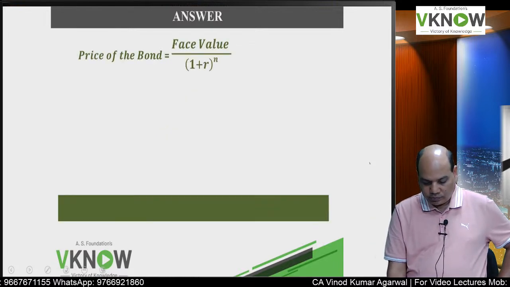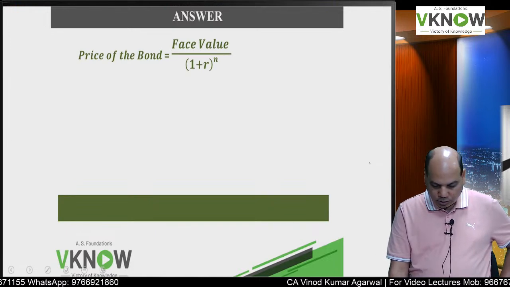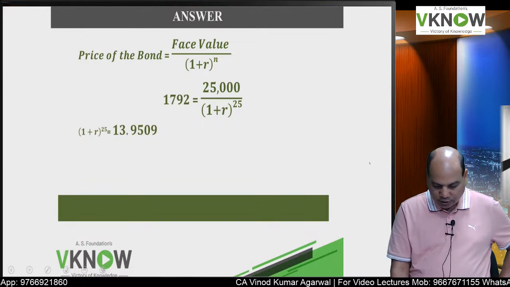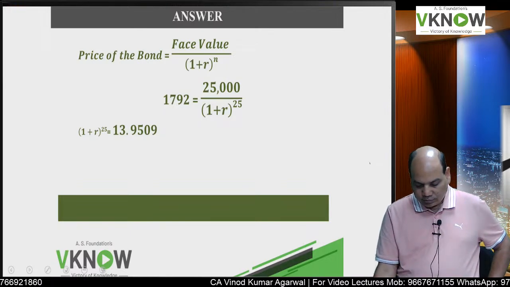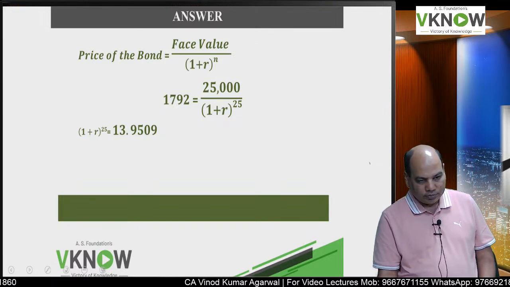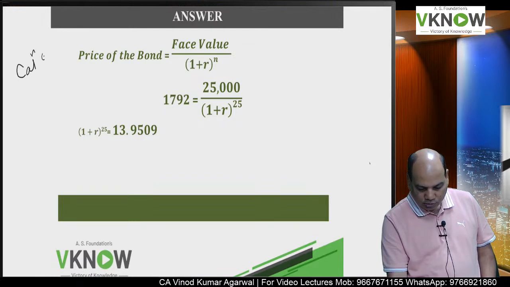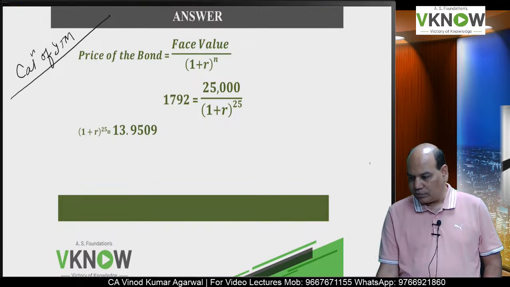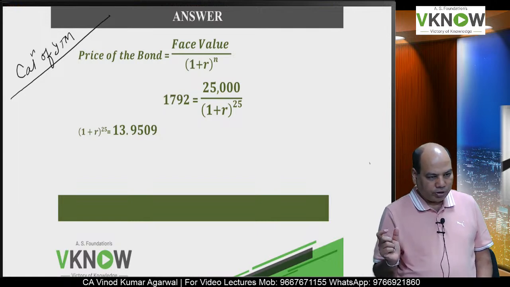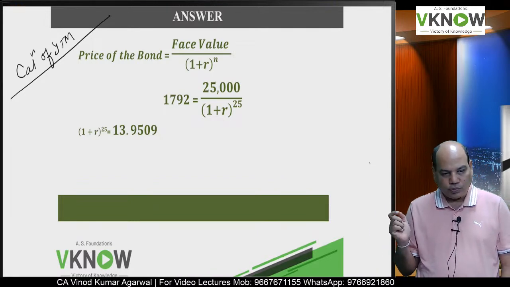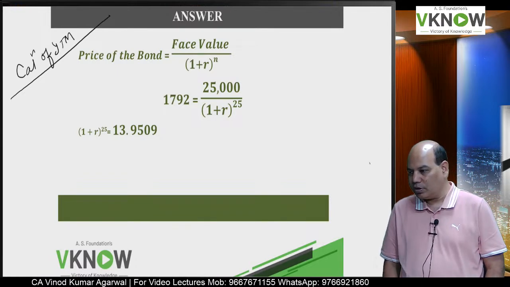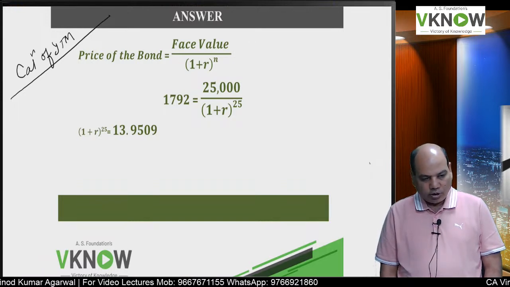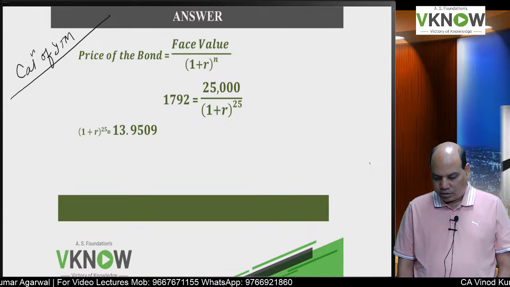Now the next question is, what is the intrinsic value of the bond? What is the YTM of the bond? So for that, write down the heading, calculation of YTM. Write this heading first, then write the equation. Equation is price of the bond is equal to face value upon 1 plus R to the power n.